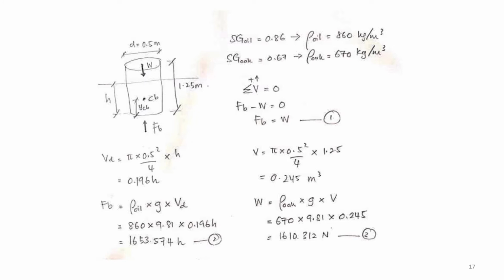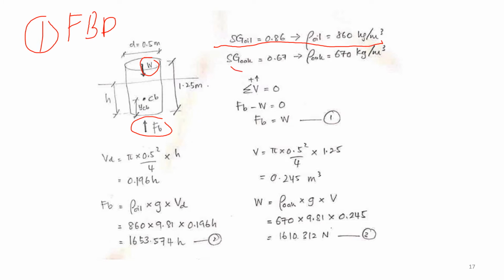Okay, so the first step you need to follow for buoyancy is to draw the FBD. Okay, first is drawing the FBD. So this is the FBD and you label the weight as W. You must know where the center of buoyancy is and also the length from the bottom to the center of buoyancy. Okay, and then the question gives you the specific gravity, so of course you have to convert it to density by times 1000. Okay, this is the second step.